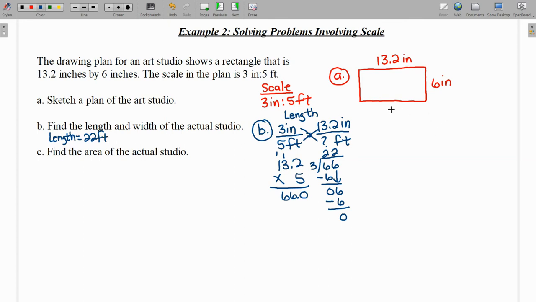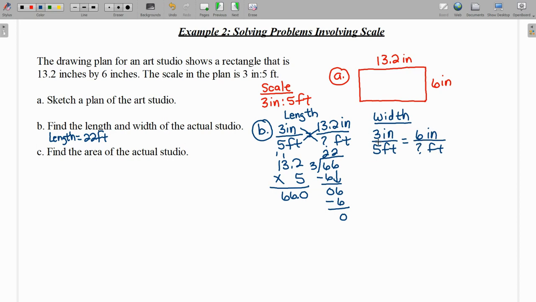All right. Now, for our second part, we need to find the actual width in real life. So I'm going to, once again, use my scale that I wrote in ratio form. So for every 3 inches of drawing, we are going to have 5 feet in real life. So I'm going to say this is equal to, and now I'm going to go to my width. So my width is 6. So I'm going to say 6 inches on top, and then I'm going to have a question mark with feet on bottom. So I'm trying to find out how many feet 6 inches is going to be.